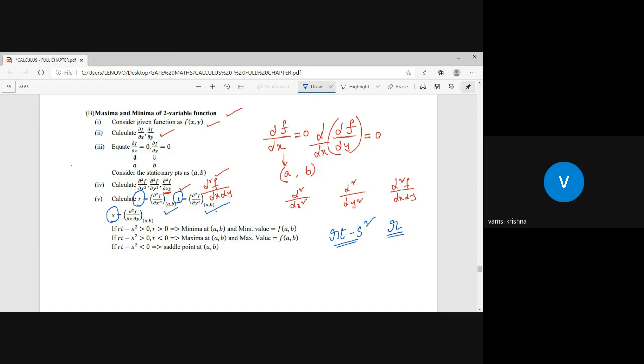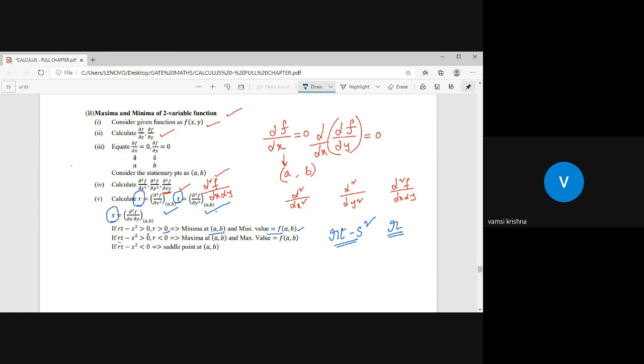If r t minus s square is greater than 0 and r is also greater than 0, then the function has minima at the point a, b. And the minimum value is f of a, b. Two variable function కాబట్టి x కి y కి two values వస్తాయి కదా, ఆ two values ని function లో substitute చేస్తే మీకు ఒక value వస్తుంది. Okay.